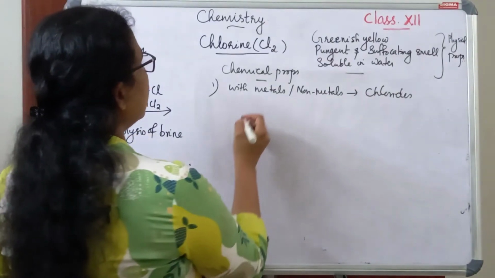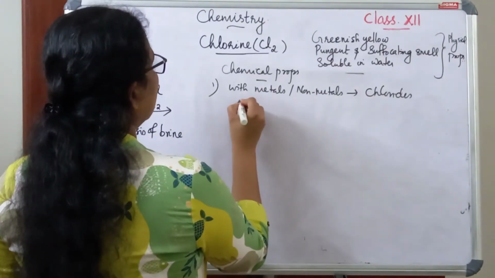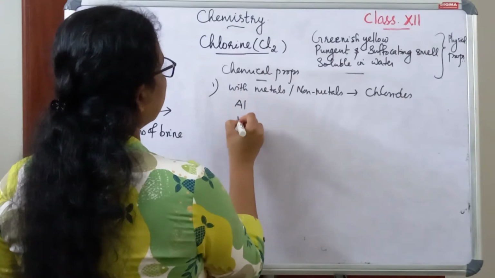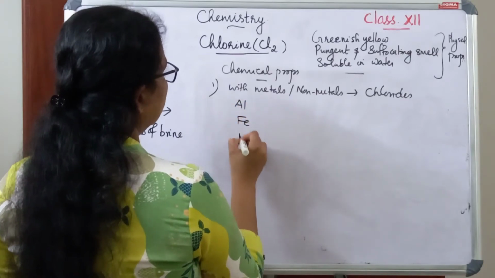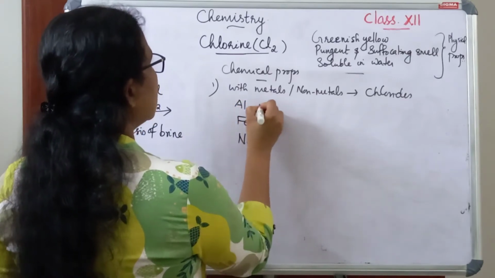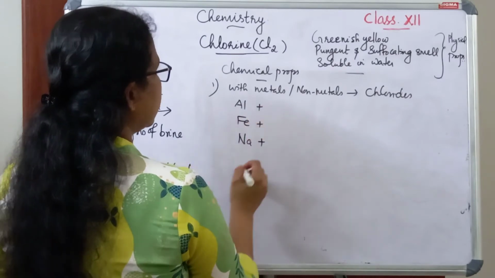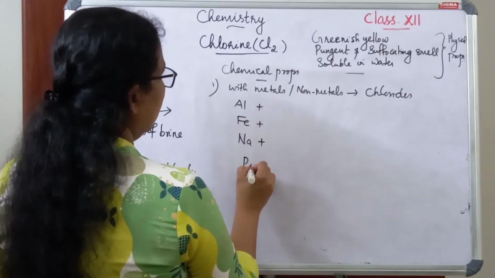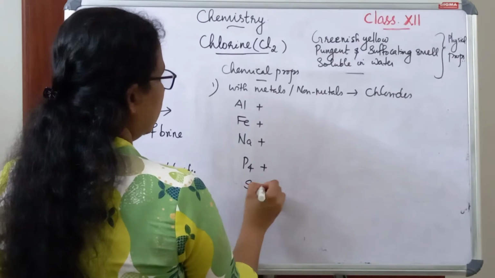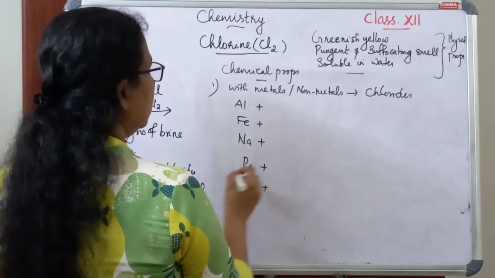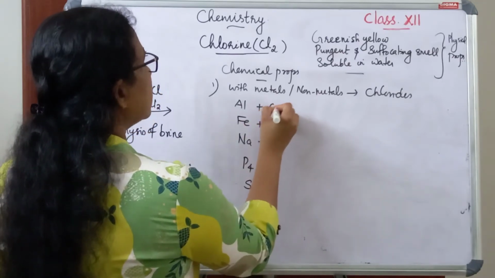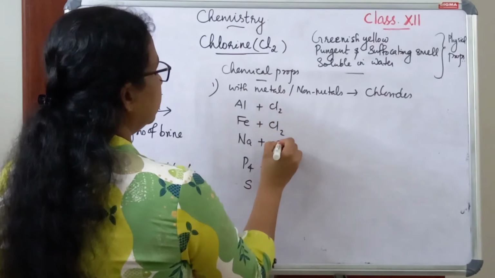Let's see some examples. Aluminium, iron, sodium. These are some examples of metals. Then comes P4 and S, some non-metals. In this case, we can add chlorine here.